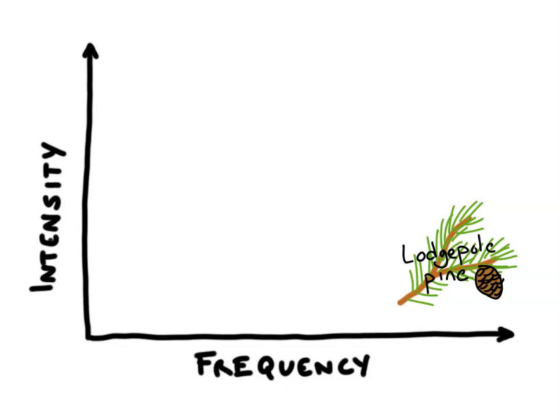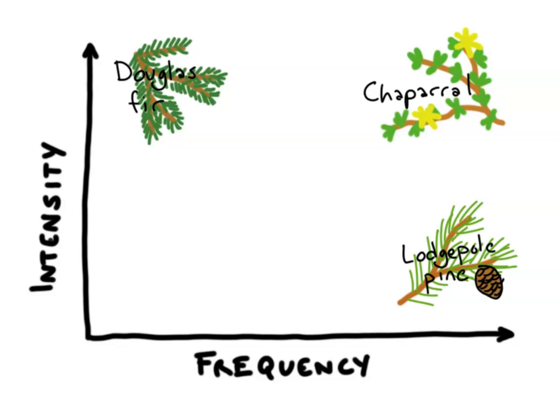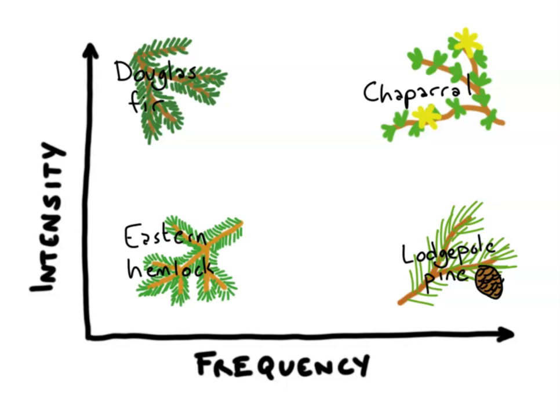So the most common fire regimes are low intensity and high frequency, such as lodgepole pine forests in the US Southwest, or high intensity and low frequency, like Douglas fir forests in the Pacific Northwest. But the other combinations are still possible. High intensity and high frequency fire regimes can be found in the fast-growing chaparral of California or Atlantic coastal pine barrens. And low intensity and low frequency fire can be found in moist forests, where fuel is too wet to burn often, such as eastern hemlock forests.